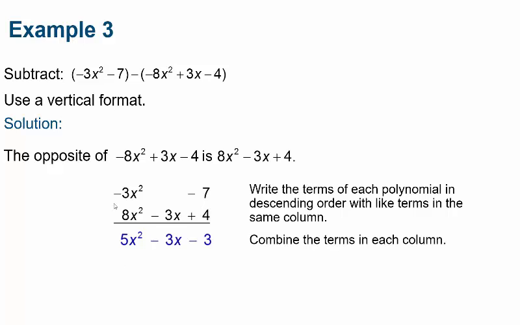So now just add down. Minus 3x squared plus 8x squared just gives me 5x squared. Minus 3x comes down, and then minus 7 plus 4 just gets me minus 3.